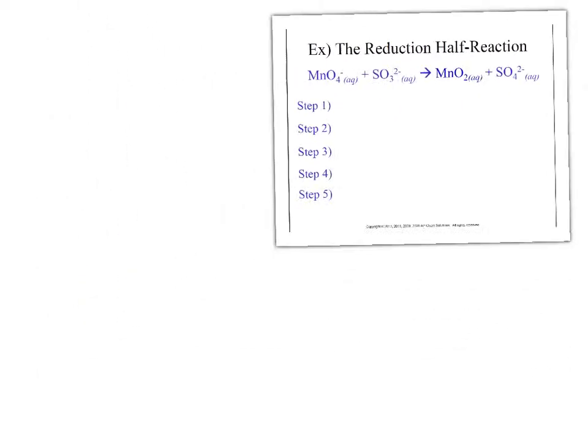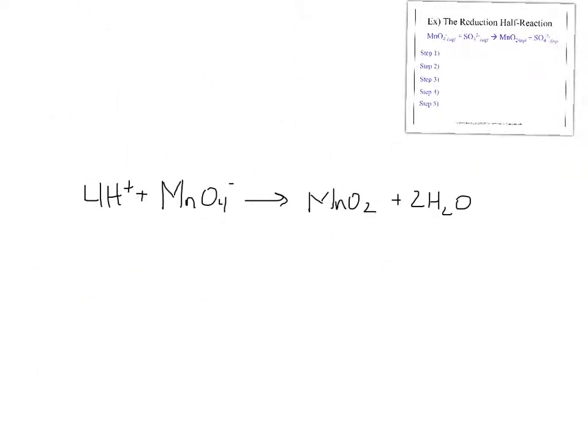All right, I'm going to cruise through this pretty quick so you can check your answers. We would need 2 waters to balance the oxygens on both sides, and then we would need 4 H pluses to balance out the hydrogens that we added with the waters. And then to balance our charges, you would need an additional 3 electrons on the reactant side.